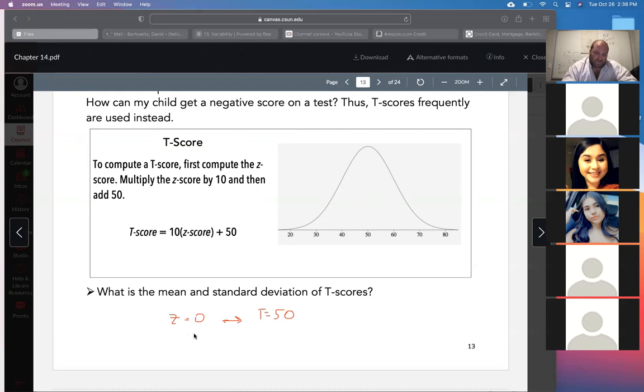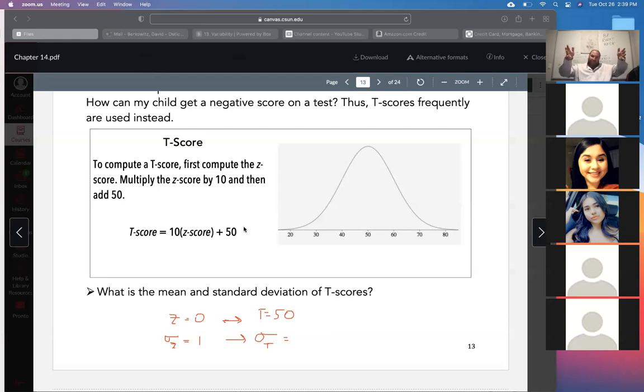The next question is, if the original deviation for z was 1, if sigma for z is equal to 1, the question then becomes, what is the standard deviation for t? What is sigma t going to be? So for this, we've got to look at two things. We have to look at the multiplying by 10 and adding 50. So first, remember what sigma does. Sigma measures the spread of your data.